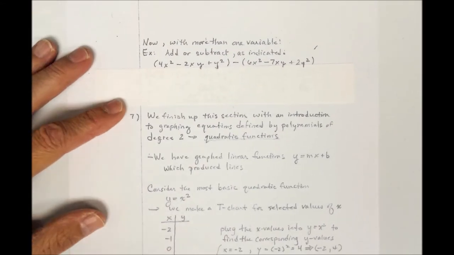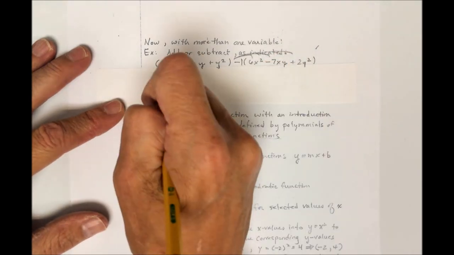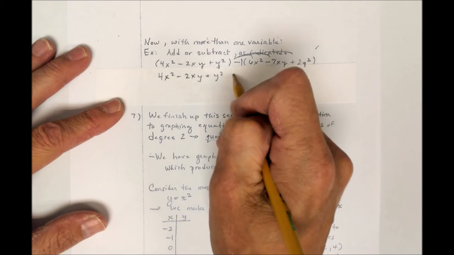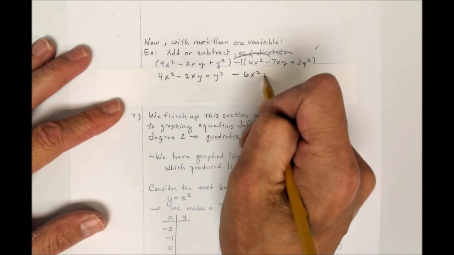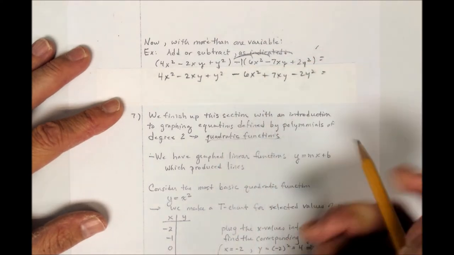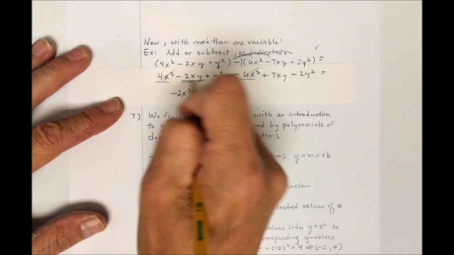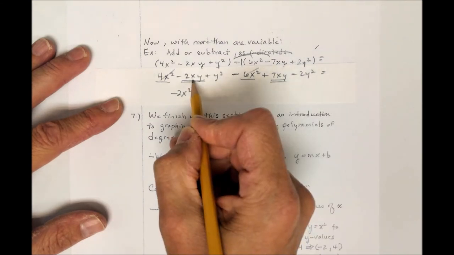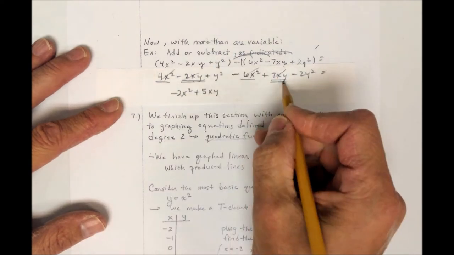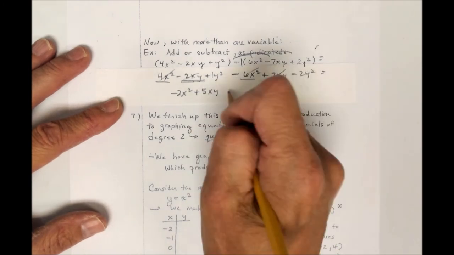All right, I'm going to add and subtract as indicated. This is subtraction, so again, it's like adding the opposite. So I have 4x squared minus 2xy plus y squared. There's nothing in front of these parentheses. So this is going to be minus 6x squared plus 7xy minus 2y squared. Look for like terms. These are like terms, negative 2x squared. These are like terms. A minus 2xy and a plus 7xy is a plus 5xy. They're like terms because they both have a single factor of x and a single factor of y. And then I have a plus 1y squared and a minus 2y squared is a minus 1y squared, or just minus y squared.